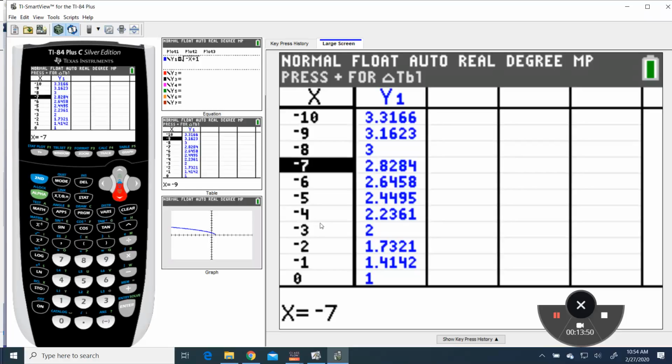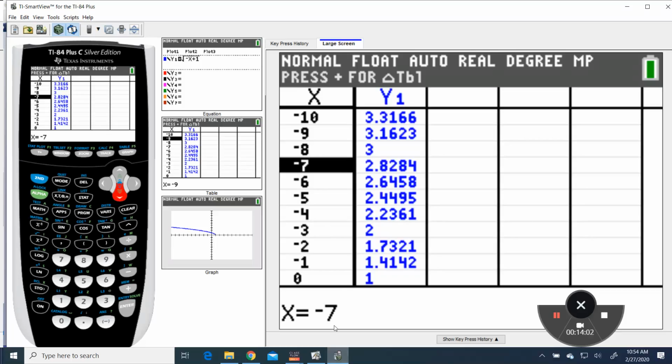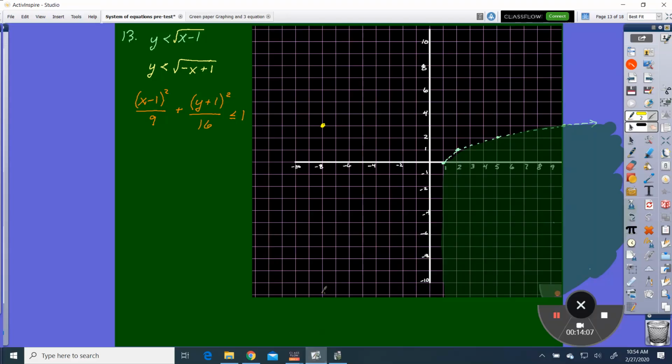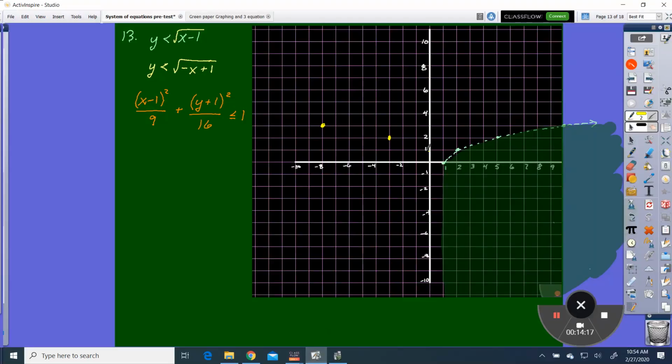So at negative 8, it's 3. At negative 3, it's 2. At 0, it's 1. And it started right here. Dotted line again. Oh, that's not good.